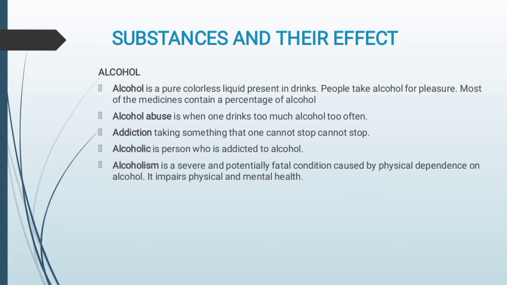Okay. That was classification of substances according to their effect. Now here, we want to discuss them one by one with their effects as well. So we're saying substances and their effects. We'll start with alcohol. What is alcohol? Alcohol is a pure colorless liquid present in drinks. So the drink is not the alcohol, but there is a pure colorless liquid. That's why you put it in Fanta, which is orange. Alcohol will tend to orange because it is colorless.